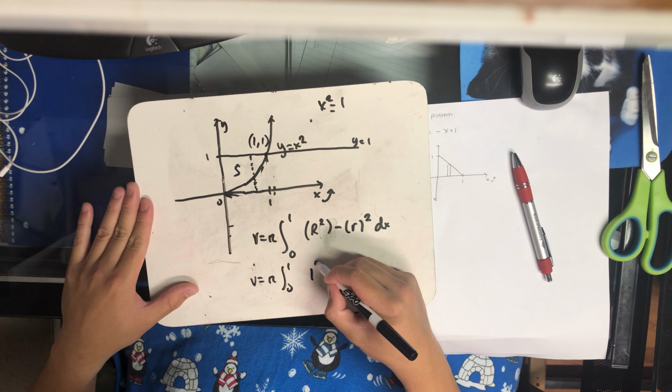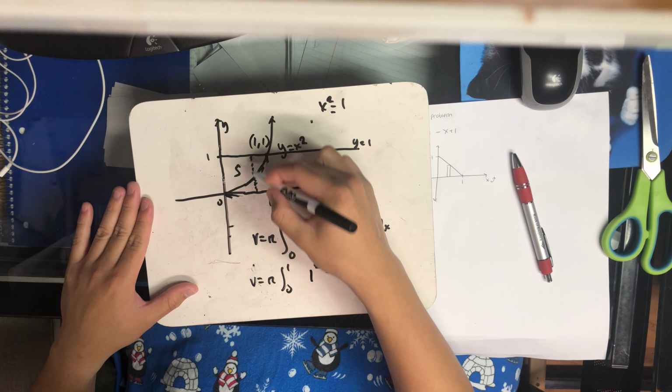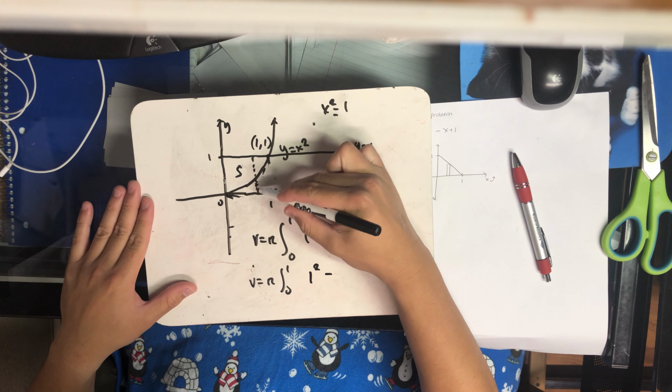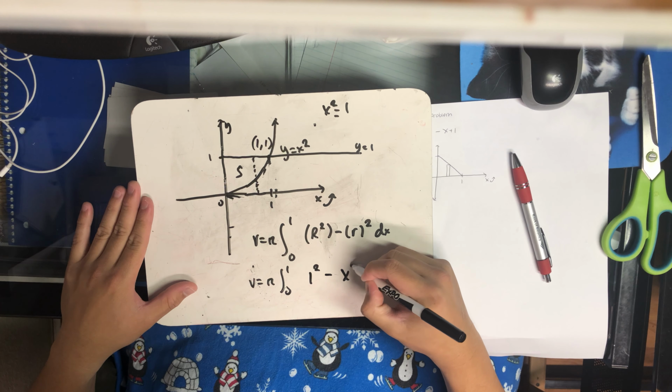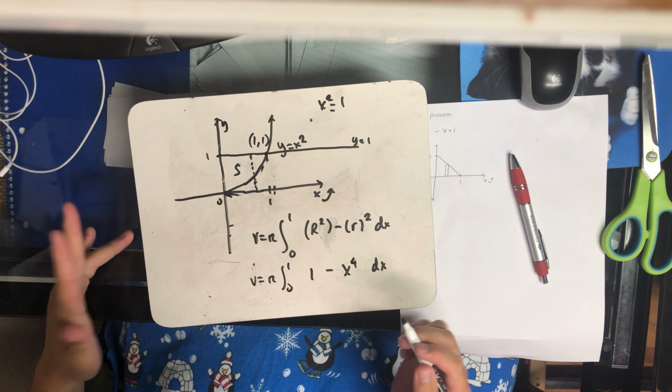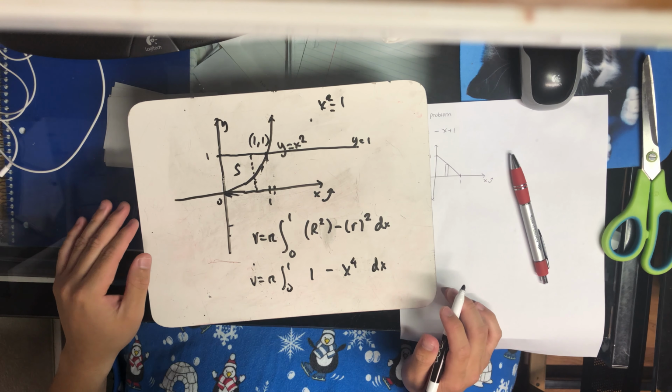Okay, so the outer radius would be y equals 1, so 1 squared minus the inner radius, which is this function, x squared, dx. Simplifying it, you'd get just 1, and then x squared squared is x to the fourth, because I'm running out of room. So you would know how to integrate this, and that would essentially give you your answer.